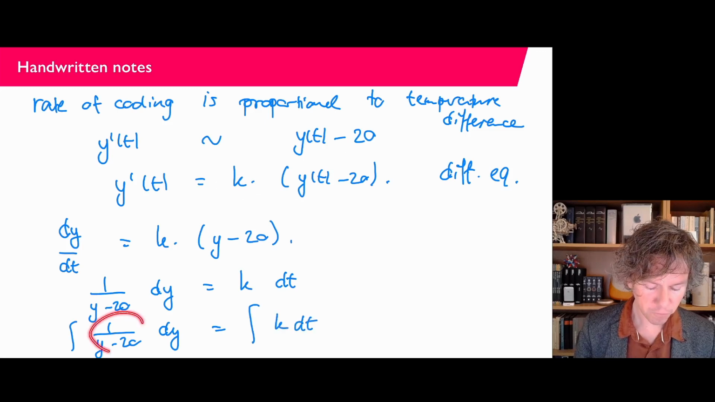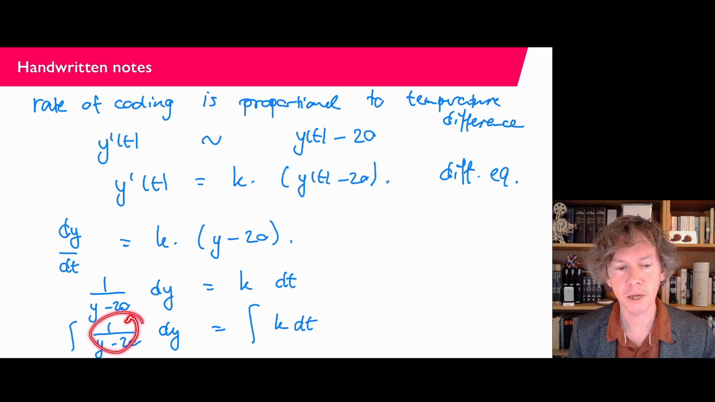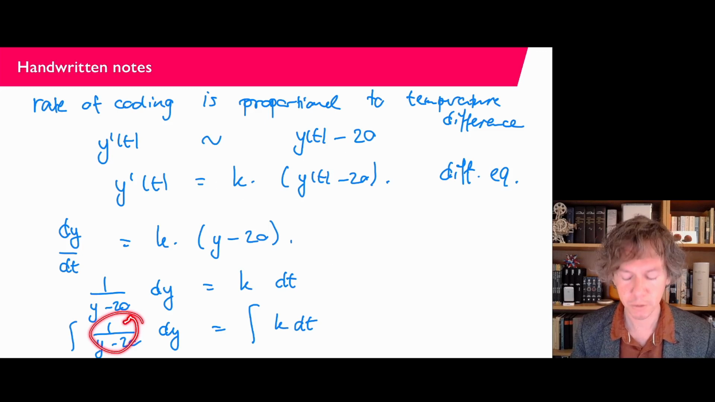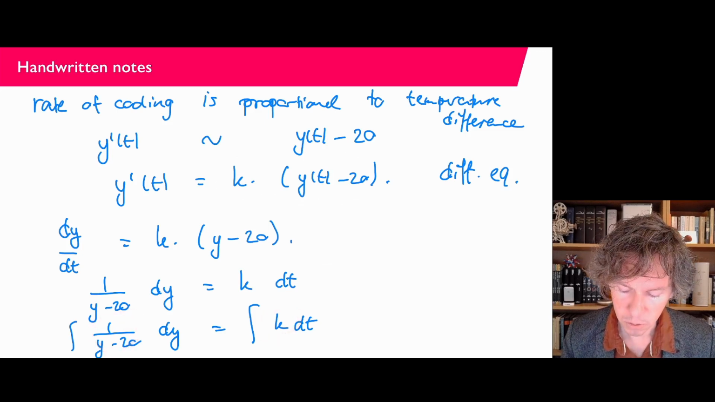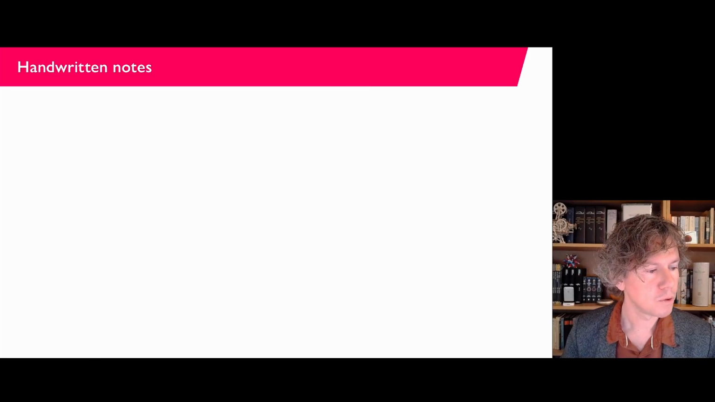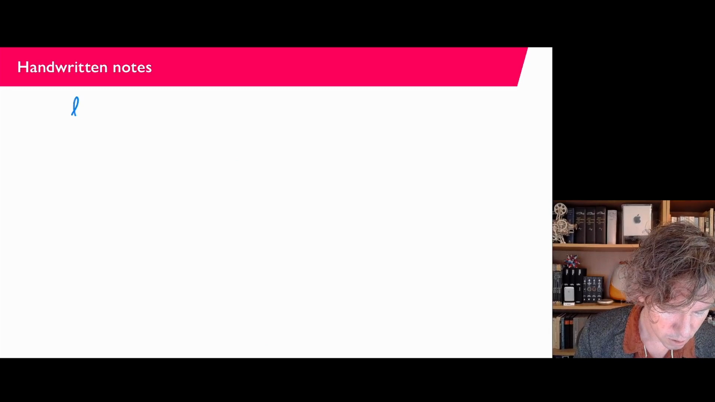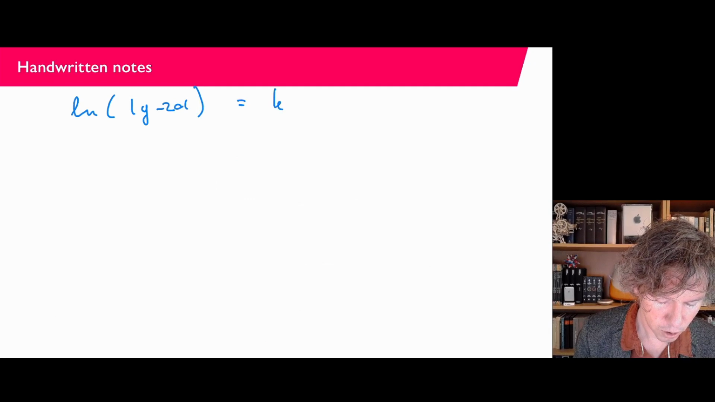And again, this first integral, we have to look for an antiderivative. That's going to be the logarithm, right? It's going to be the ln of the absolute value of y minus 20, and this is going to be k times t. So let's write that down. What we get here is that the ln of the absolute value of y minus 20 equals k times t plus some integration constant.